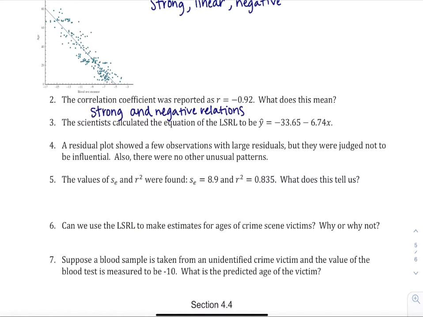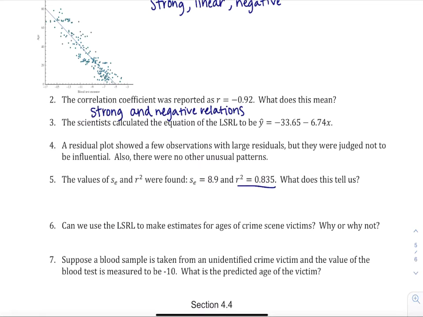We can get the standard deviation and R squared. In this case, the standard deviation is 8.9, and these are years. You would have to decide if that is small enough for you. Are you okay with making a prediction within 9 years of somebody's age? It's not a fantastic value, but it's certainly not an extremely large value compared to ages.